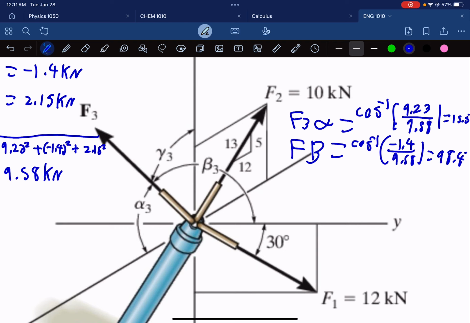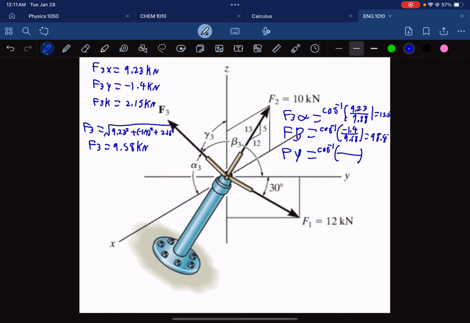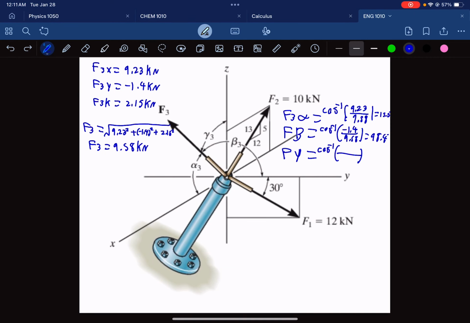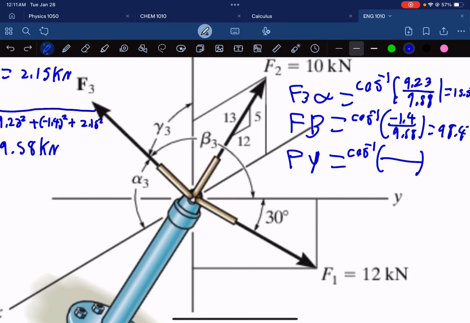98.4 degrees. Now I'm going to find my F gamma. So obviously I'm going to do cos minus 1, or inverse, and it's simply going to be K here, like that. It's going to be gamma. So I'm going to go 2.15 over 9.58, which equals 77 degrees. Let's make sure of that. Yes, it is 77 degrees.